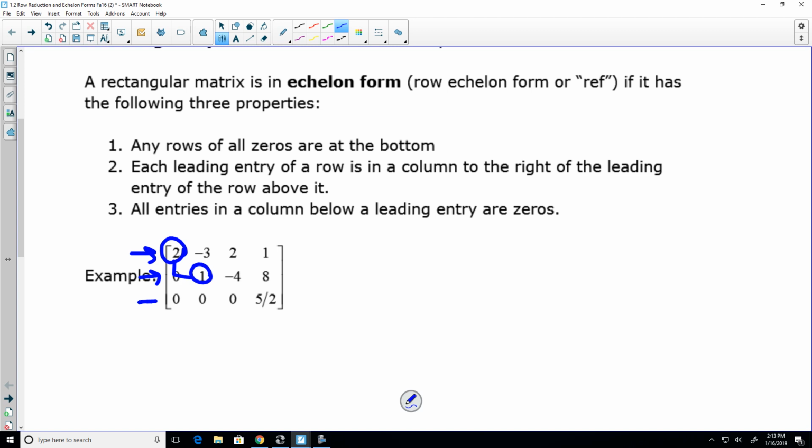And what's the leading entry in this row? This 5/2, right? It is below and to the right of the one previous. And this is where the word echelon comes in. Echelon is a military term that means staggered. So instead of putting all your troops in a line, you stagger them out. It's called echelon. So we want our leading entries to be in echelon formation so that they're staggered.